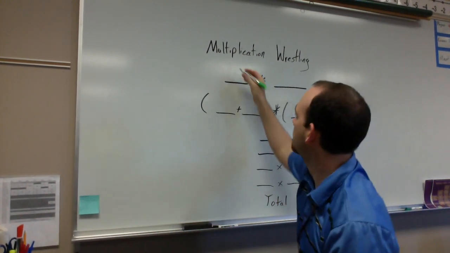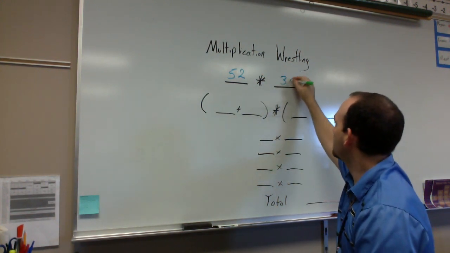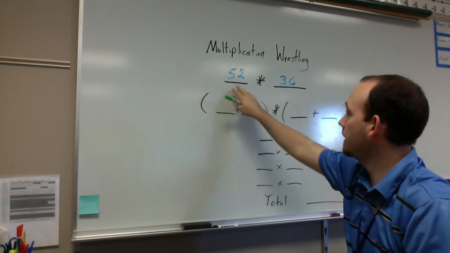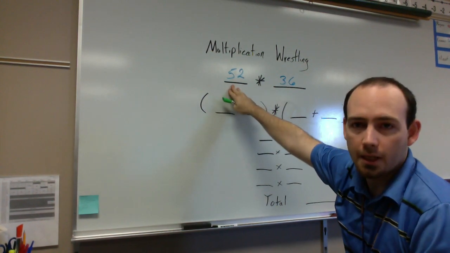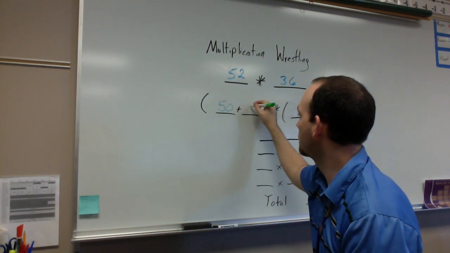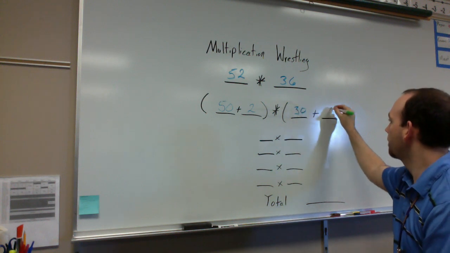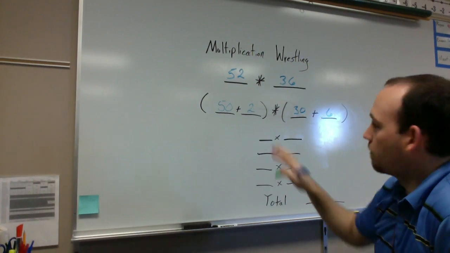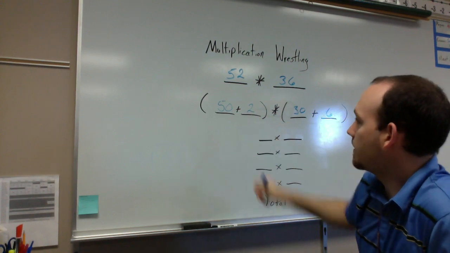Let's say we are going to do 52 times 36. Now when we're doing multiplication wrestling, very much like the array strategy, we're splitting up these numbers into some addition problems. So say 52, that's the same as 50 plus 2. And 36, the same as 30 plus 6. Now the next thing that we do is we take turns multiplying all of these different parts times each other. It's not going to be that bad.